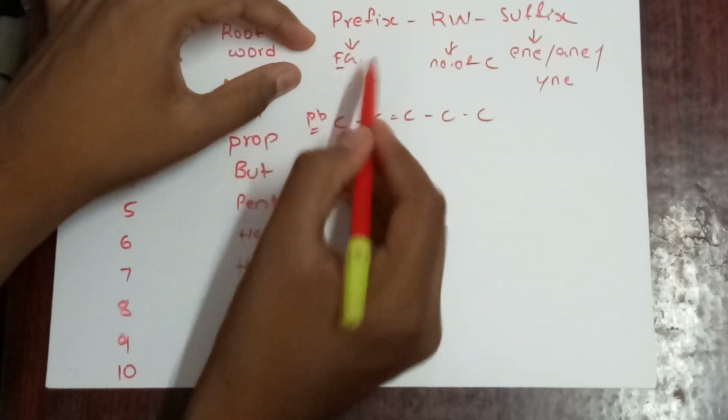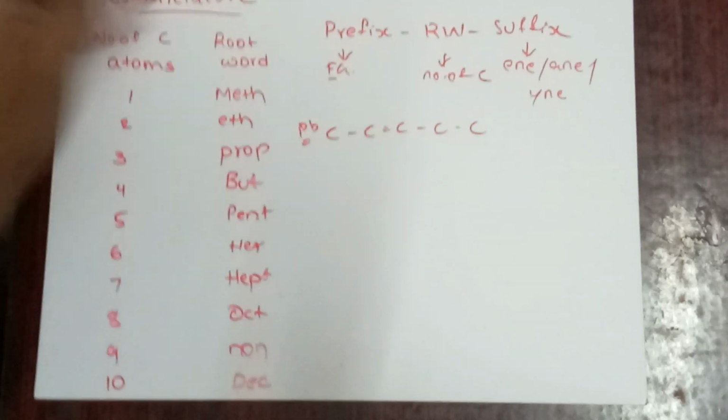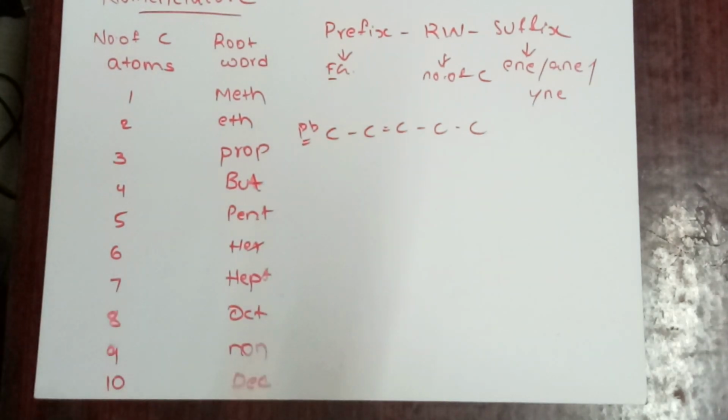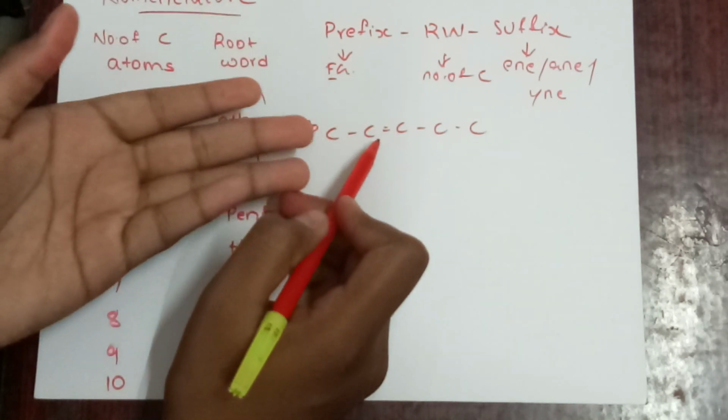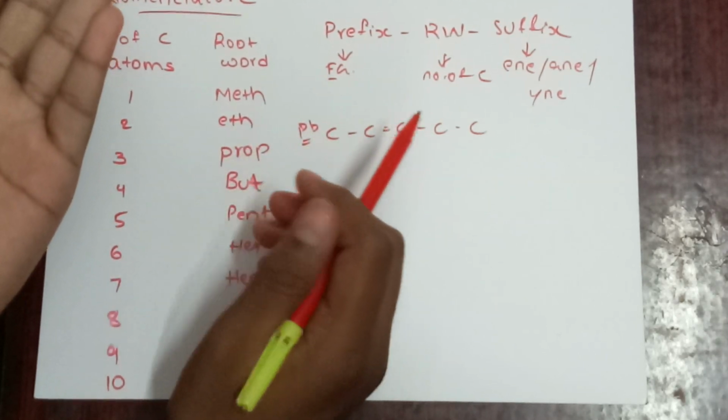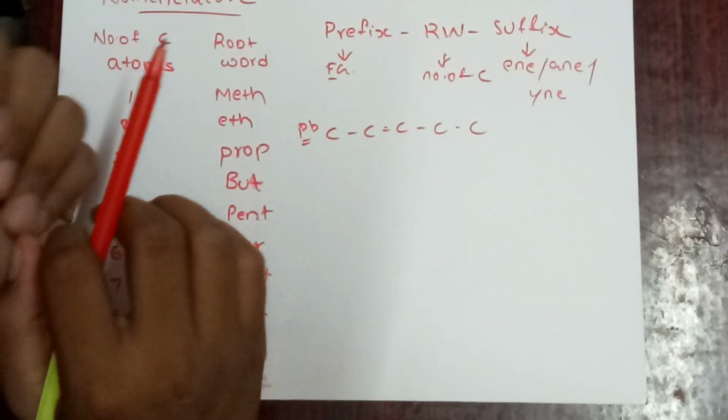Prefix. Do we have a prefix? Do we have any functional group? What is a functional group? A functional group is any other element except hydrogen or oxygen which is added to the carbon compound and gives some special properties. Do we have any other element? We don't have hydrogen and oxygen, and we don't have any other element also. So this does not include any functional group.